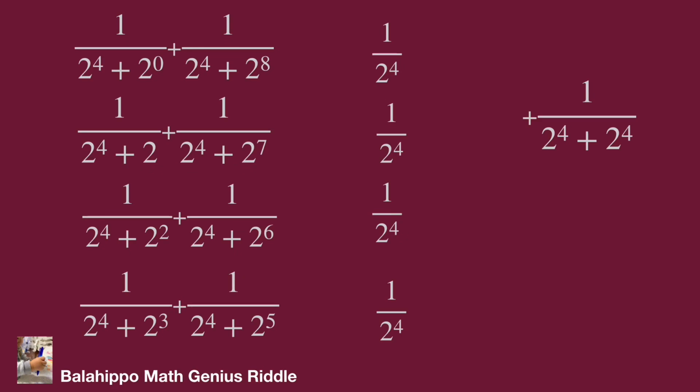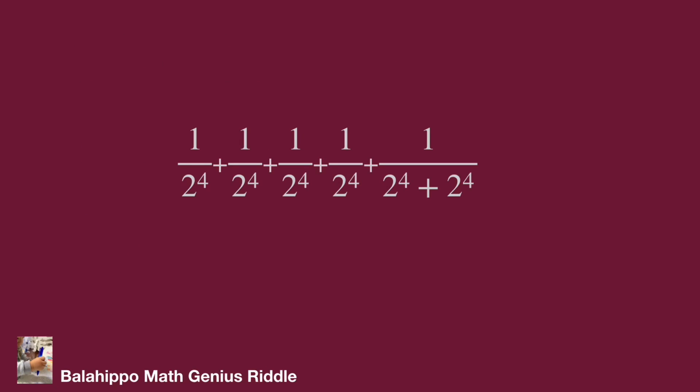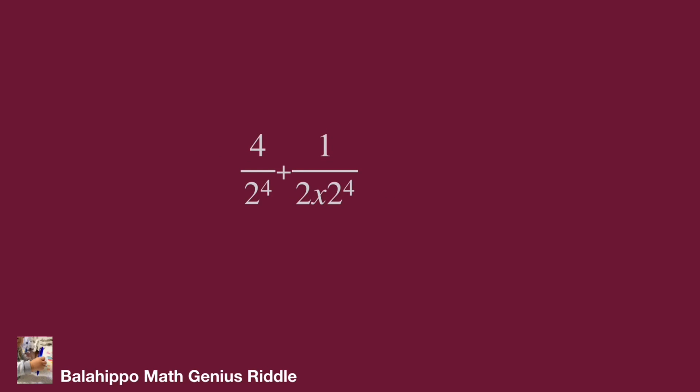Then add up all these items. After that, plus 1 over 2 power 4 plus 2 power 4, which equals 4 over 2 power 4 plus 1 over 2 times 2 power 4. Reduction gives 8 plus 1 over 2 times 2 power 4, which equals 9 over 32. It is the added-up value. That's the pattern we find and how we calculate it.